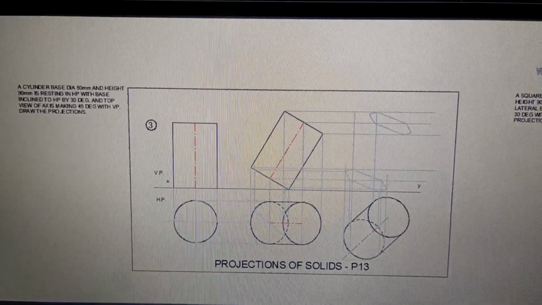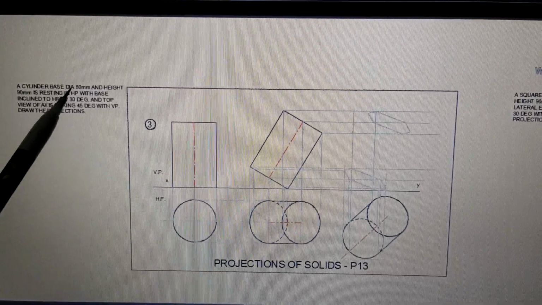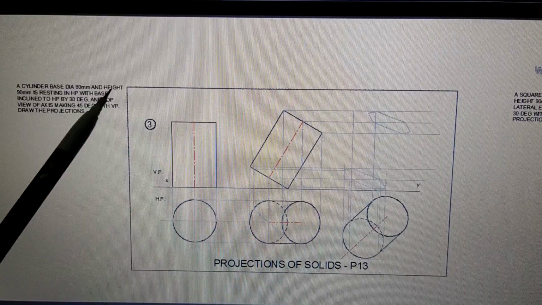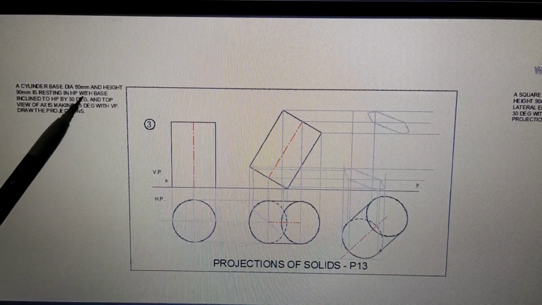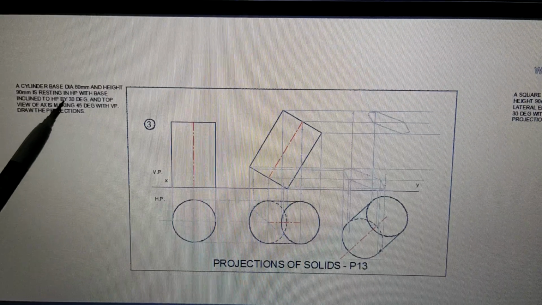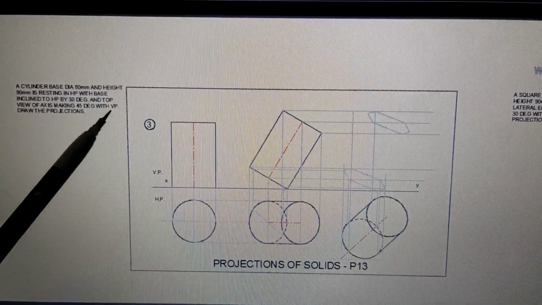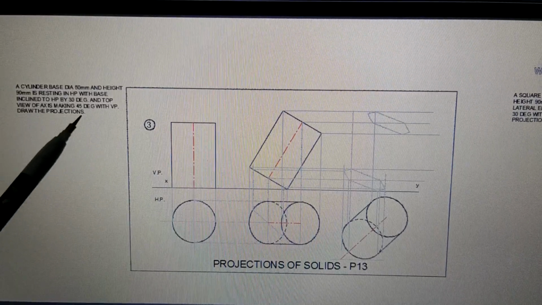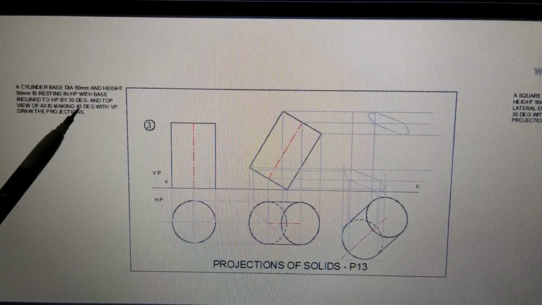Okay, so now this is problem number 3. Here there is a cylinder given. The base diameter of the cylinder is 60 mm and the height is 90 mm. And this is resting in the HP with the base inclined to HP by 30 degrees. And the top view of the axis is making 45 degrees with the VP. Draw the projections. So as you see here, the cylinder size is given.